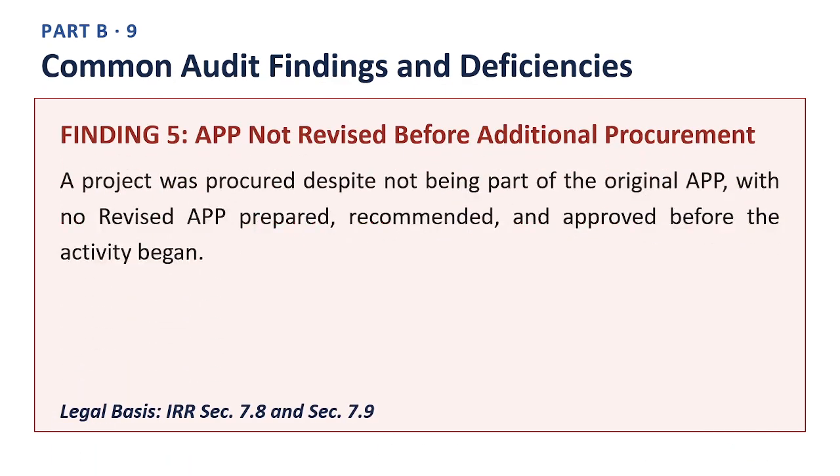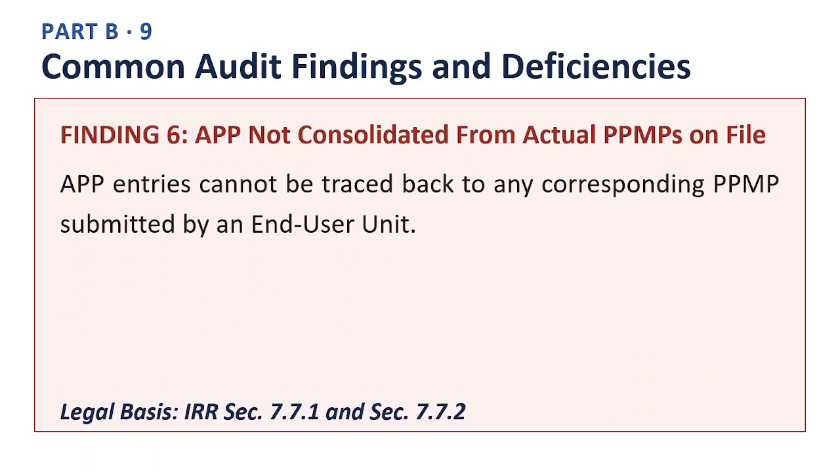Next slide. Finding number 5. APP not revised before additional procurement. A project was procured despite not being part of the original APP, with no revised APP prepared, recommended, and approved before the activity began. The legal basis for this finding is the Implementing Rules and Regulations Section 7.8 and Section 7.9. Auditors look for this pattern because it usually signals that a required planning or documentation step was skipped rather than genuinely completed. The practical safeguard is to always ask for the specific supporting document before accepting the figure at face value.